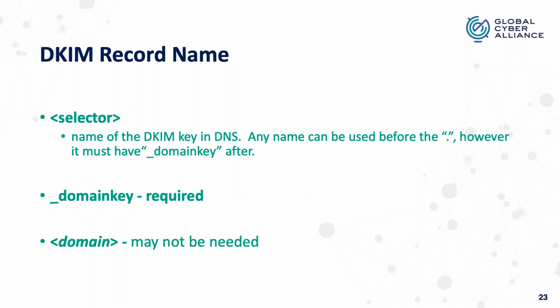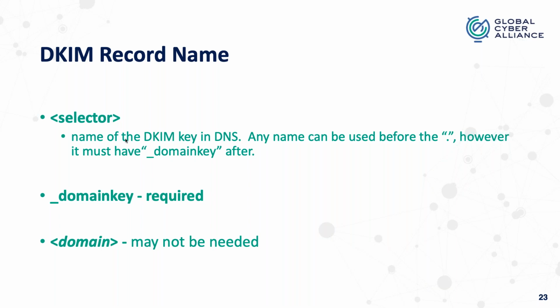Again, when you're creating the record name, it has to start with a selector. The selector can be anything that you want. In some cases, third-party vendors will say, no, this is what you have to use. So if the third-party vendor provides you with the DKIM information, use that. You cannot change it. You cannot modify it. You have to follow it according to what they provide to you. In other situations, they'll let you select the selector name.